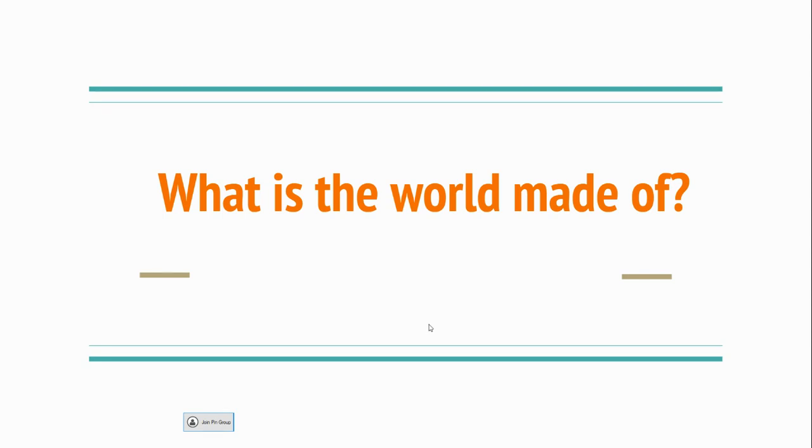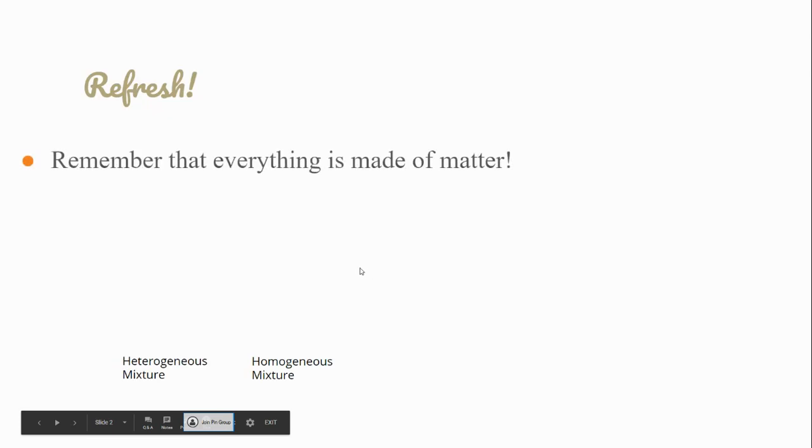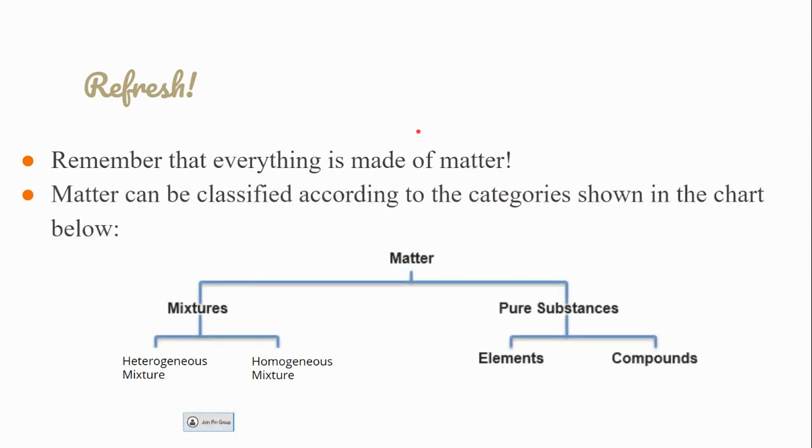Okay, so now we've talked a little about compounds and mixtures and pure substances, and we're just going to make sure we got this all down. Okay, here we go. Remember that everything is made of matter. Matter can be classified according to the categories shown in the chart below. So matter is either a mixture or a pure substance. If it's a pure substance, it's either made up of elements or compounds. If it's a mixture, it's either heterogeneous, like salad dressing, or homogeneous, meaning all looking the same.